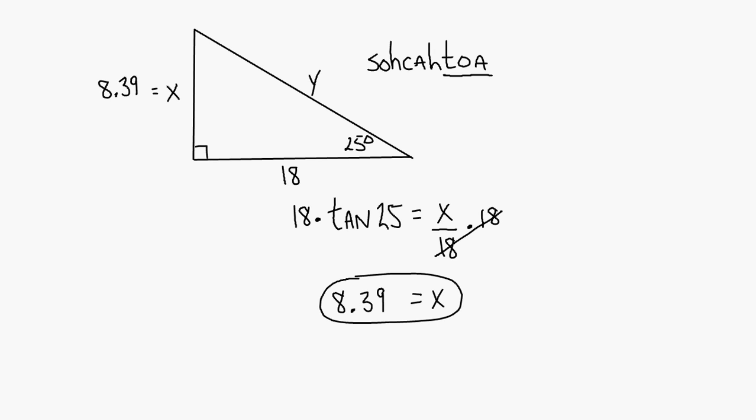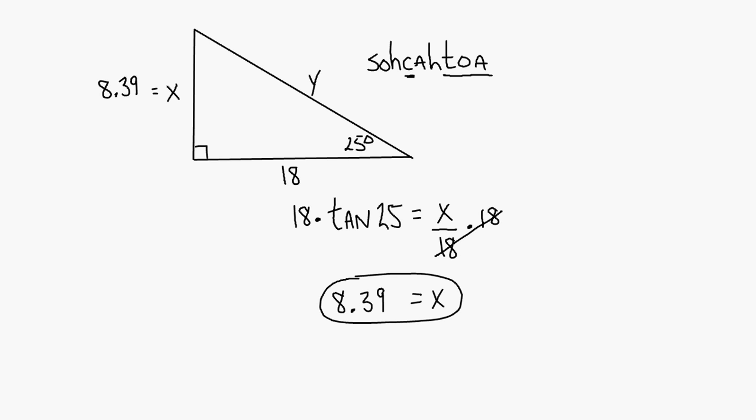Got it? All right. So now, you repeat the process for y. And when you're going to solve for y, use the 18 again, because this 8.39 has been rounded, and the 18 hasn't. The 18 was given. So now, in relation to this 25-degree angle, if you're solving for y, you're going to be dealing with adjacent and hypotenuse. The ratio that goes with adjacent and hypotenuse is cosine.